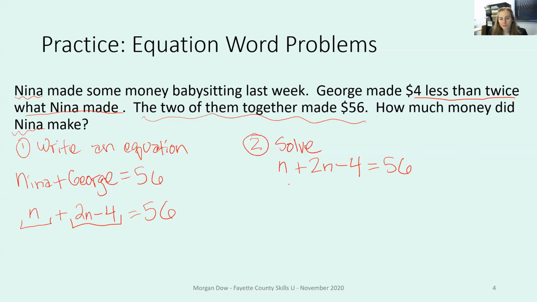Okay, so first thing I'm going to do here is do a little tidying. I see that I've got a couple of like terms that I can combine. Remember, like terms have the same variable with the same exponent. So if I have 1n and then I have another 2n's, altogether I have 3n's minus 4 equals 56. Okay, so now this is a pretty typical 2-step equation for me to solve. I'm going to cancel out that minus 4.